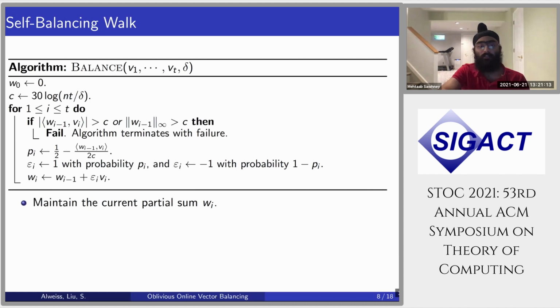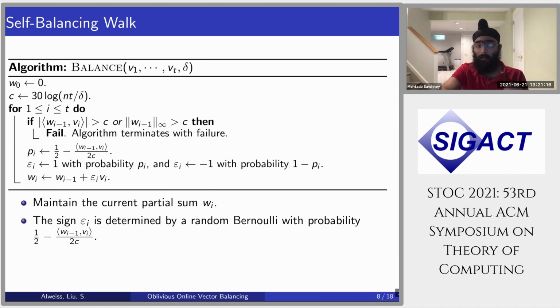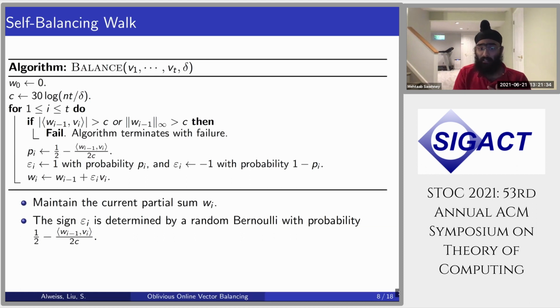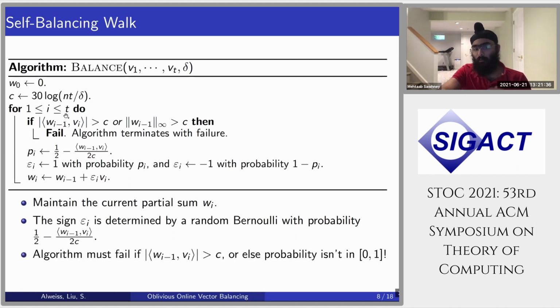And given these constraints, the algorithm is essentially the simplest thing it can possibly be. So what you do is you maintain a current partial sum w_i, then you choose to add the next vector v_{i+1} with probability 1/2 minus the inner product of your current partial sum and the next vector divided by some constant 2c, which is like log nt. And otherwise you assign the sign -1. Note that in this algorithm, I have a failure condition if the inner product between my current partial sum and the next vector is too large. And that's just because the probability I wrote down is not in [0, 1].